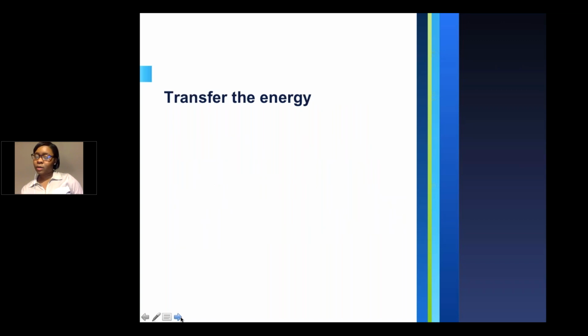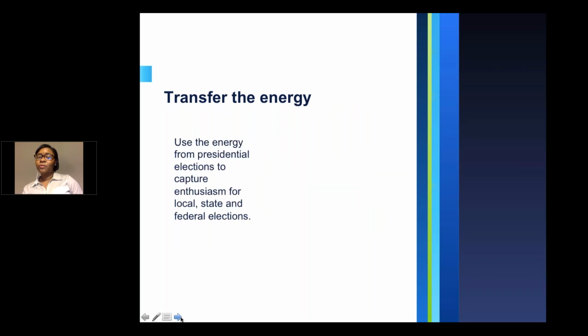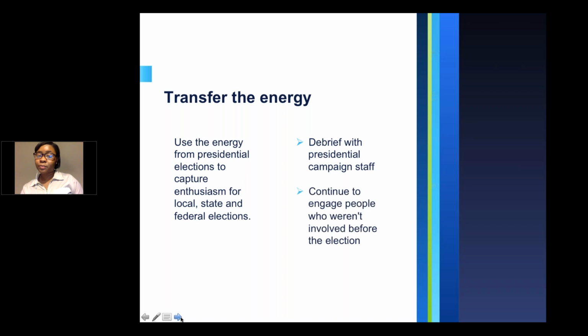Transfer the energy. Use the energy from presidential elections to capture enthusiasm for local, state, and federal elections. You can do this by debriefing with presidential campaign staff. We know a lot of times presidential campaign staff that come in states are sometimes from different states. Use this time to debrief with campaign staff that may be leaving and learn what tools and activities were done to engage key constituent groups during the presidential years.